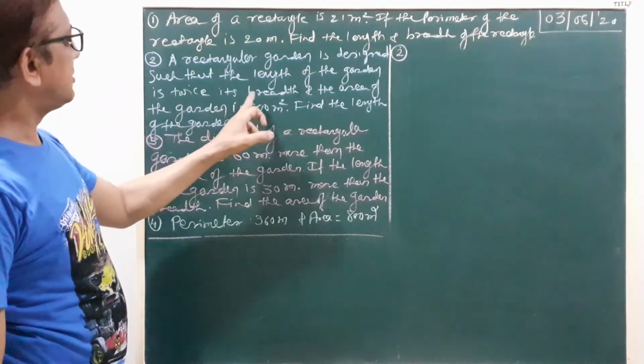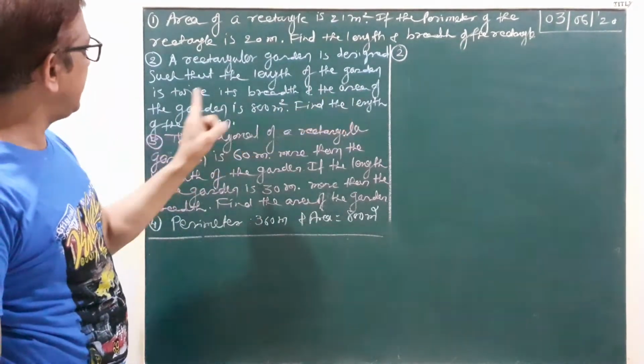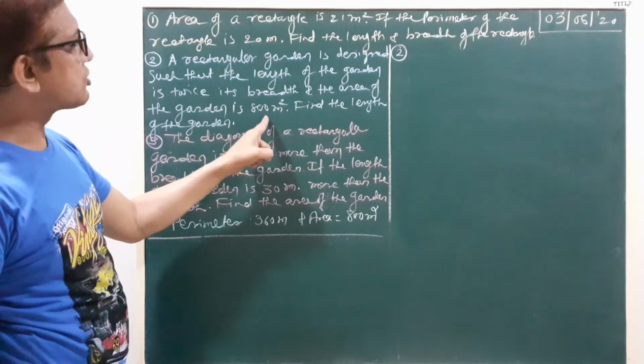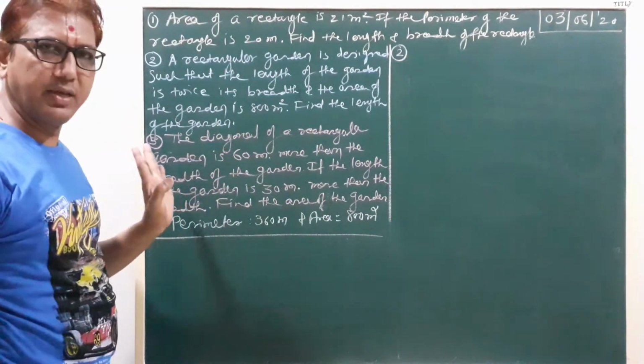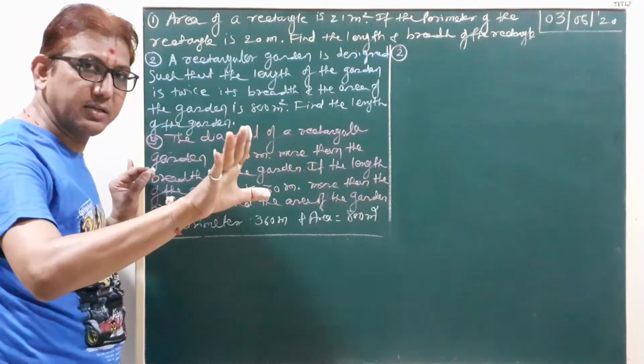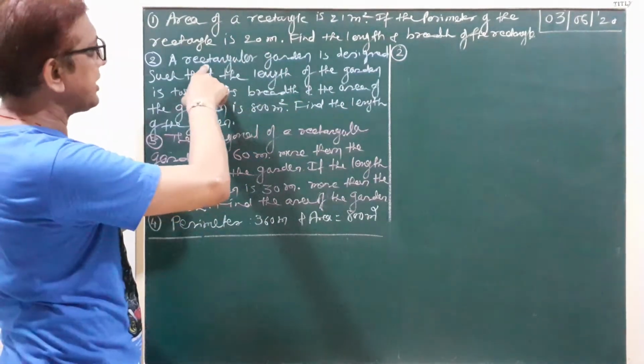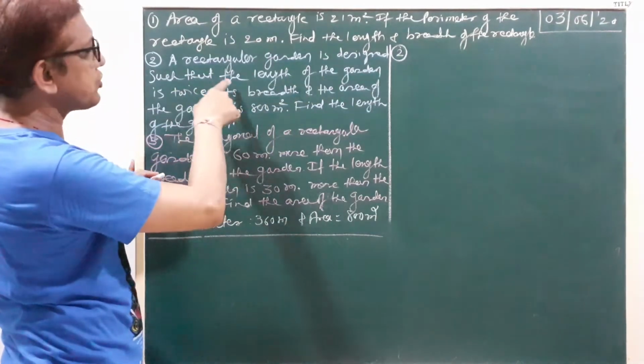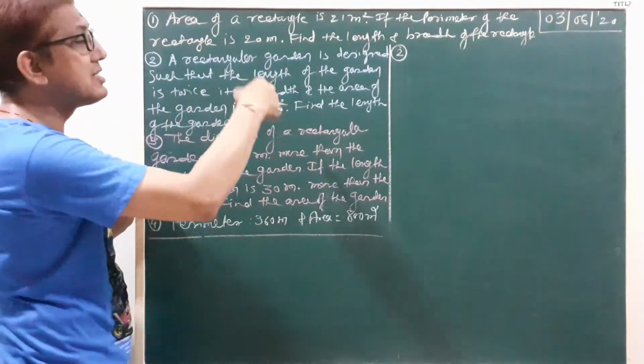Twice its breadth. And the area of the garden is 800 meters square. Find the length of the garden. Here area is given, perimeter is not given. But other condition is given. A rectangular garden is designed such that the length of the garden is twice its breadth.